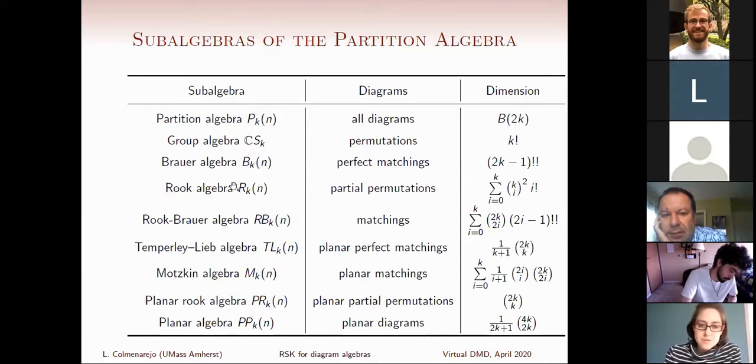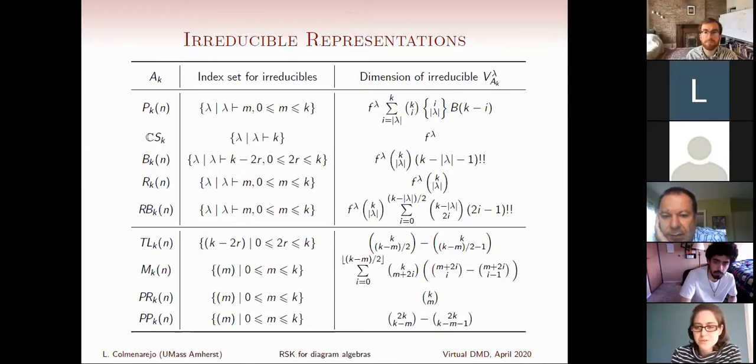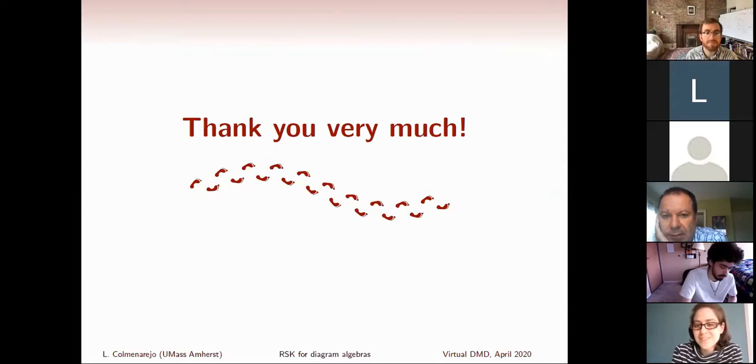So there are two tables in the paper. This one is the subalgebra, the diagrams that it corresponds to, and this one is the dimension. And the other table is talking about the representation theory side that I haven't had much time to talk about. But that's more or less all I wanted to say. Thank you.